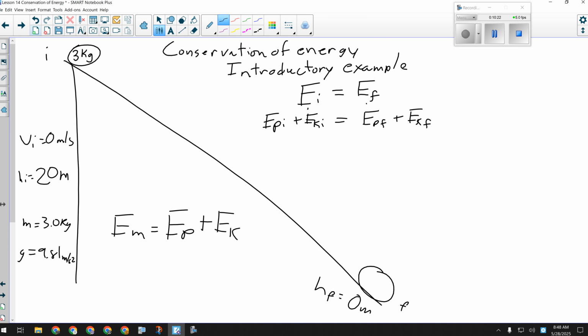Now, at this point, I kind of skipped ahead. We already identified that at the top of the hill, it only had, what kind? Potential energy. So the kinetic will be 0. Adding 0 doesn't do anything, so I can get rid of that. Can I get rid of anything on the final? What does it not have at the bottom? It doesn't have any potential. Potential would be 0.